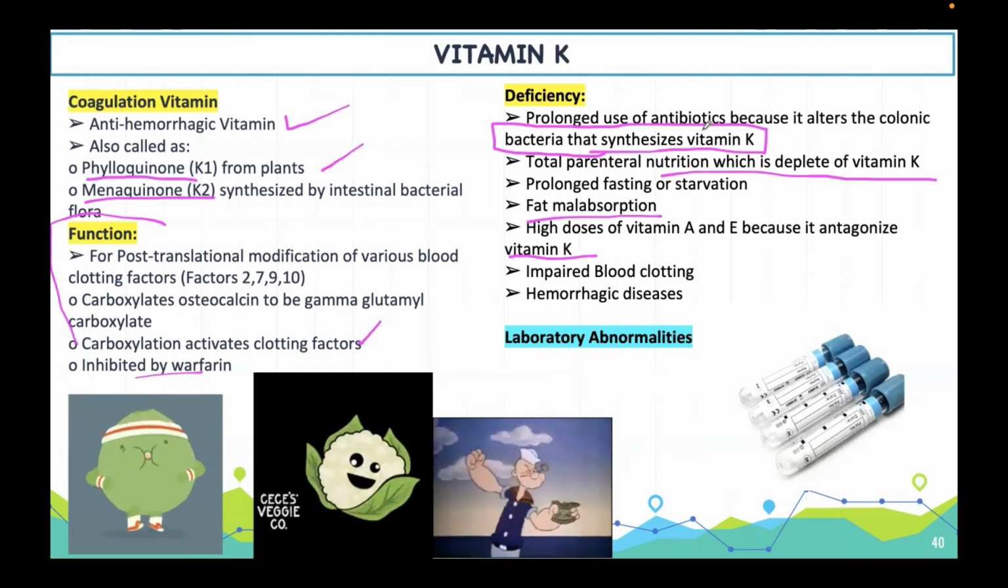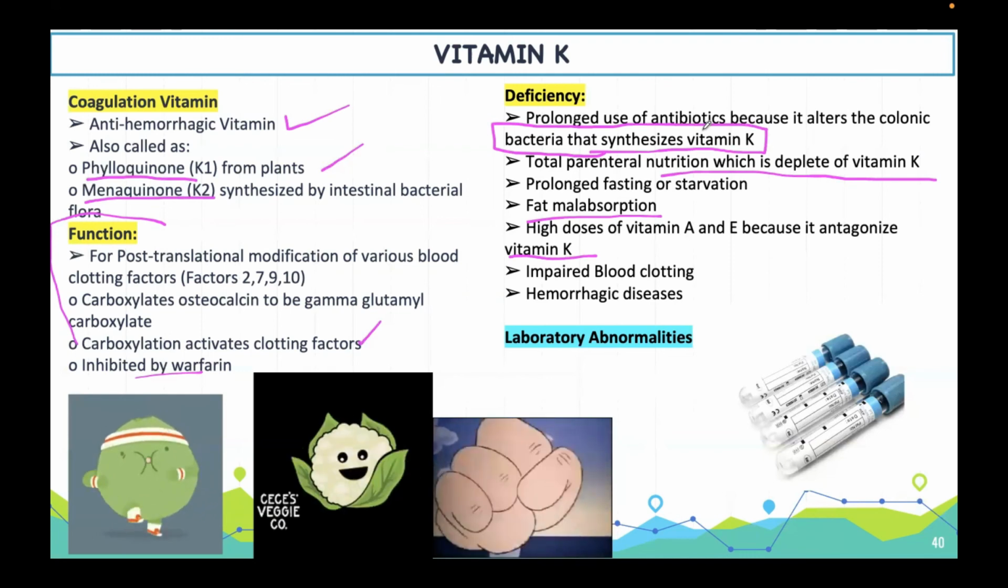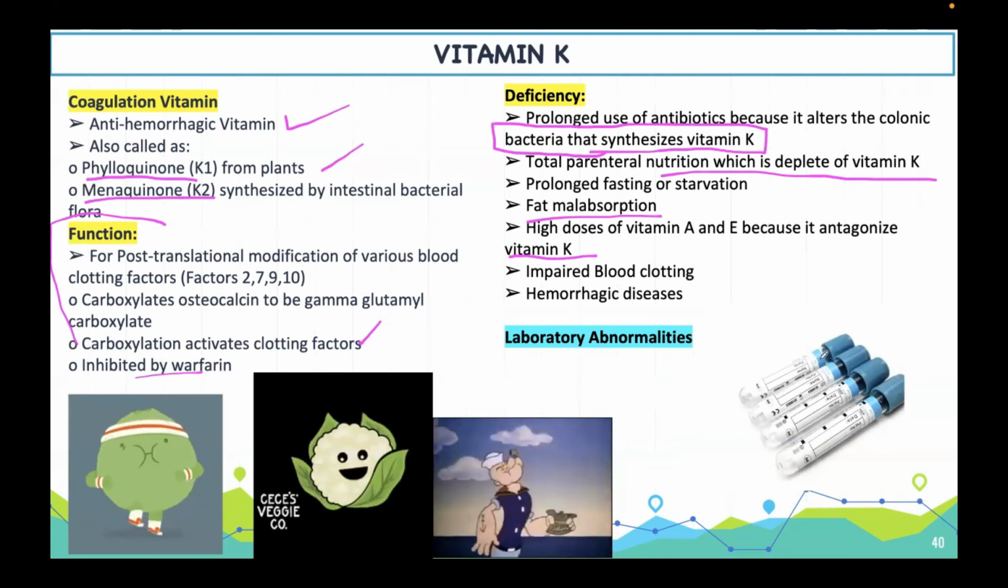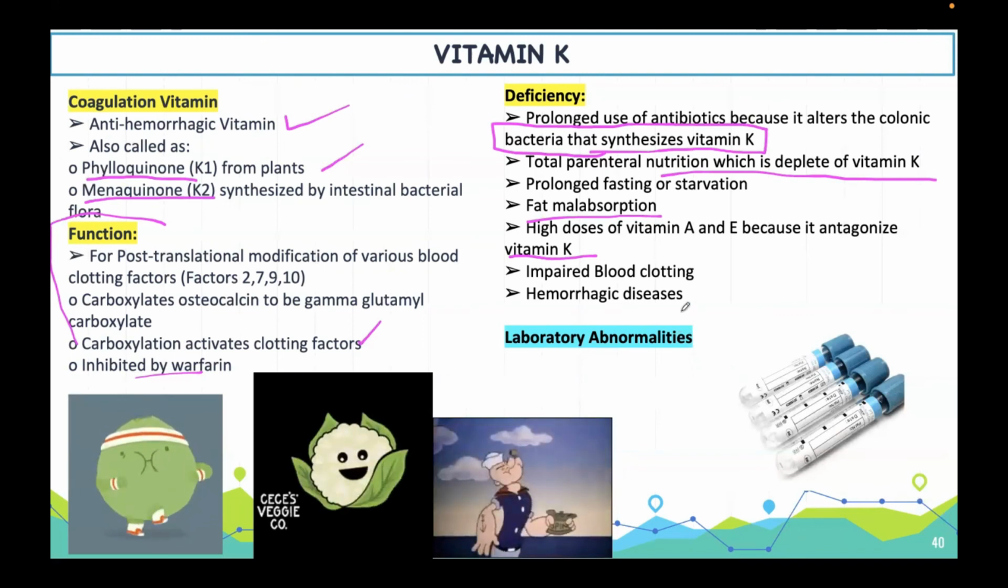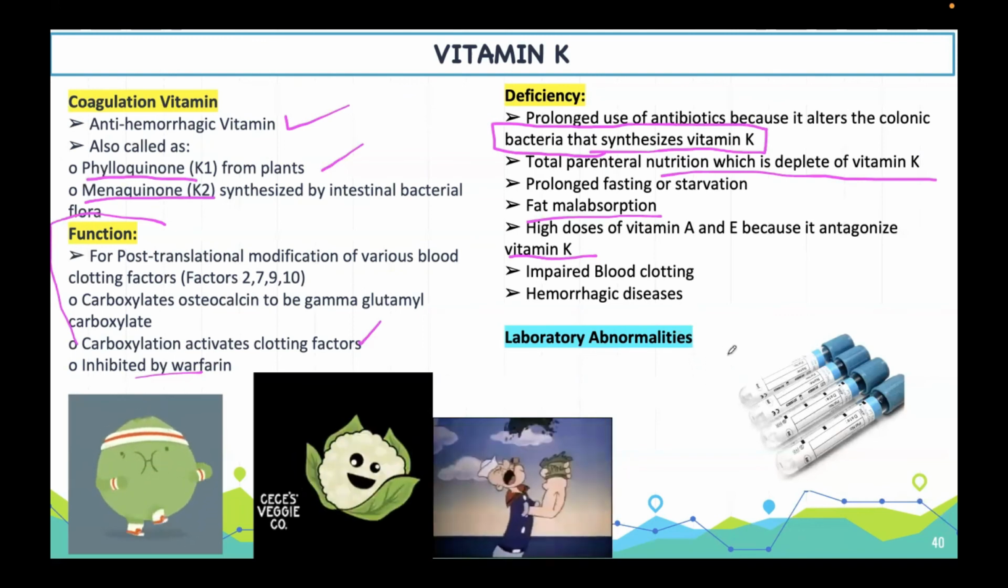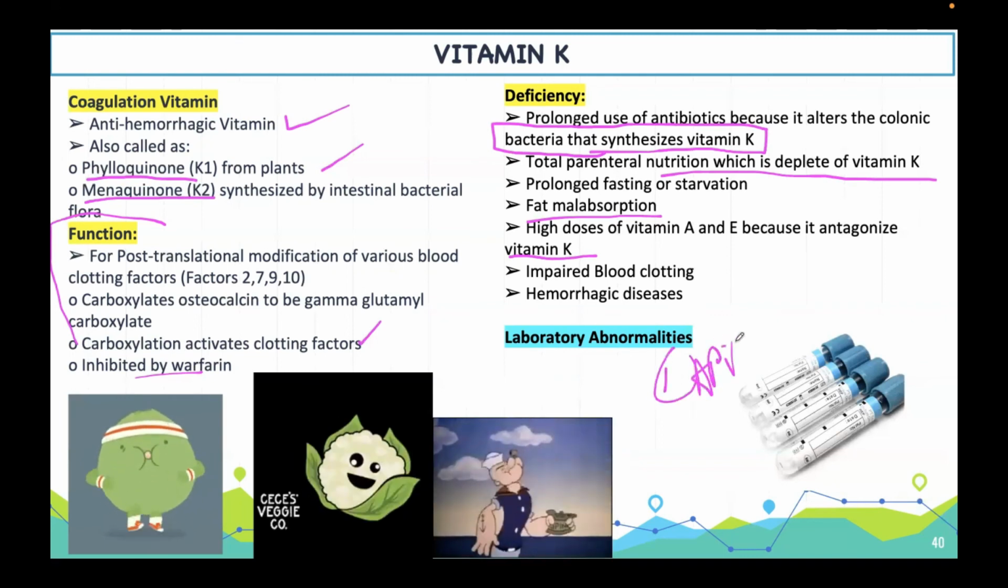So, for the laboratory diagnosis or laboratory abnormalities, a patient who is deficient in vitamin K might experience abnormalities in his or her APTT, or the partial thromboplastin time. Your PT, prothrombin time, and your APTT are the tests involved to assess your clotting factors. These are coagulation tests.